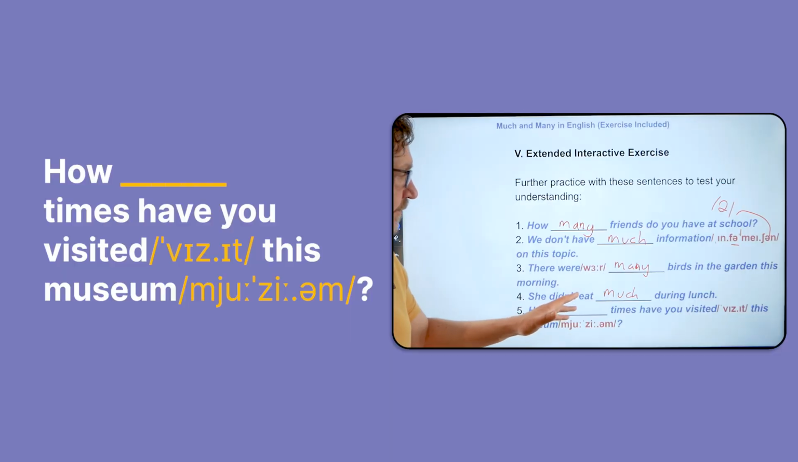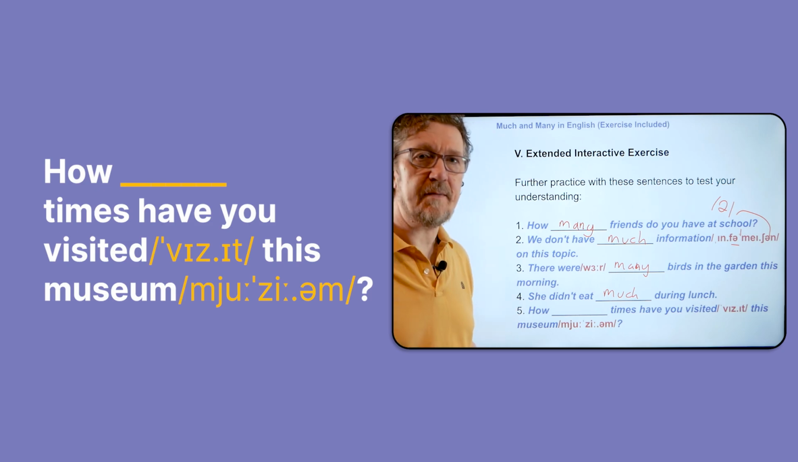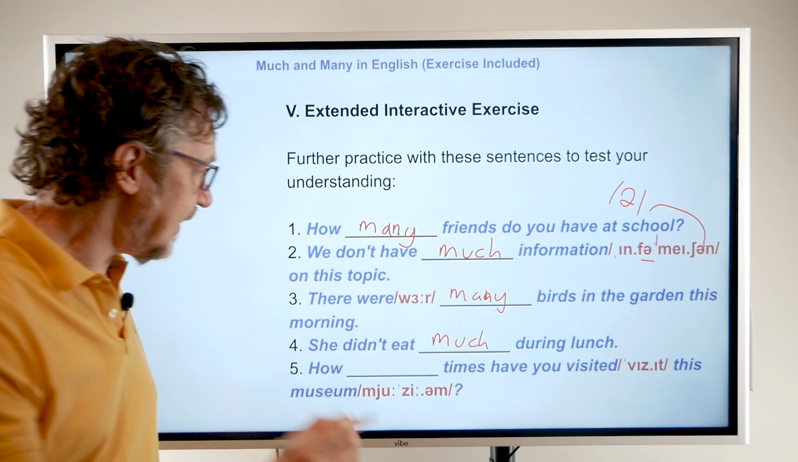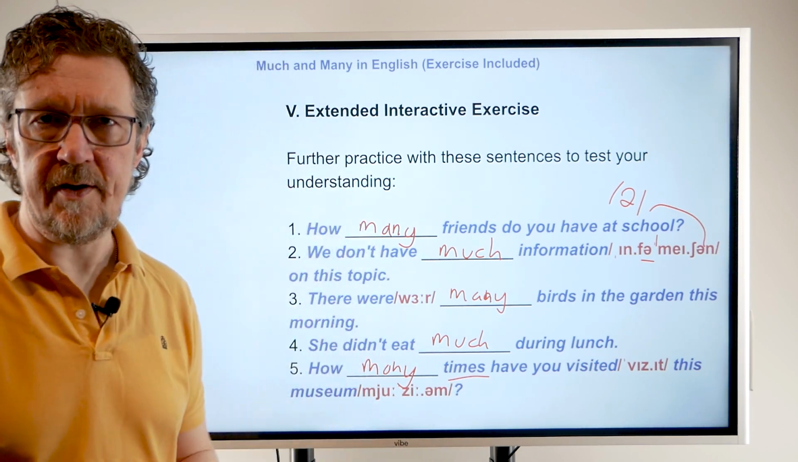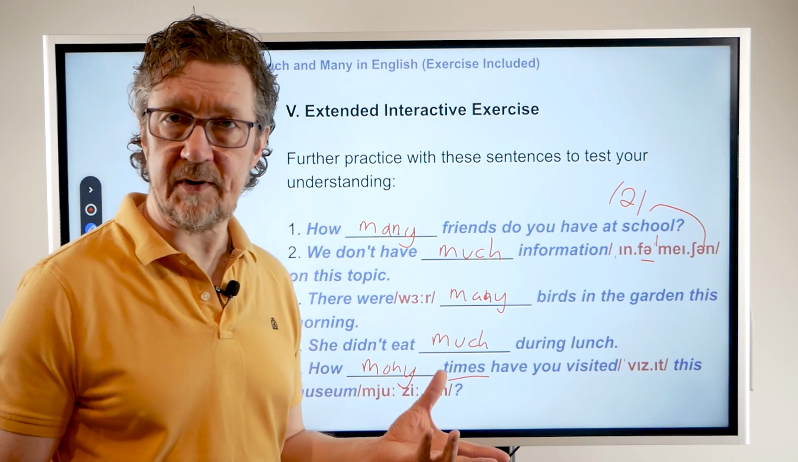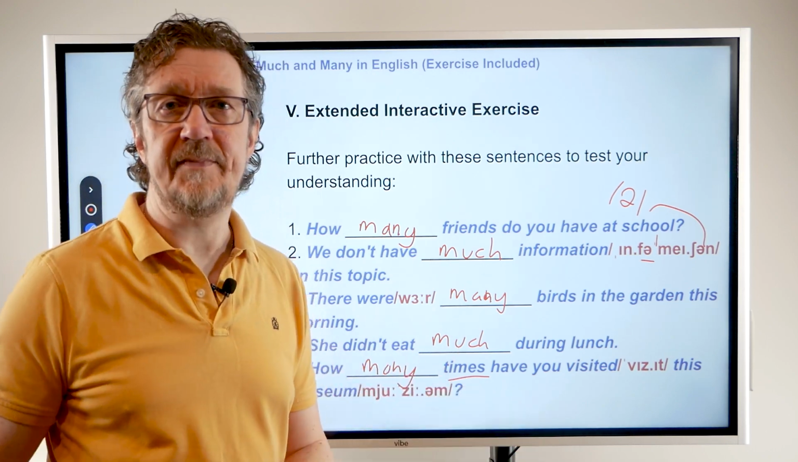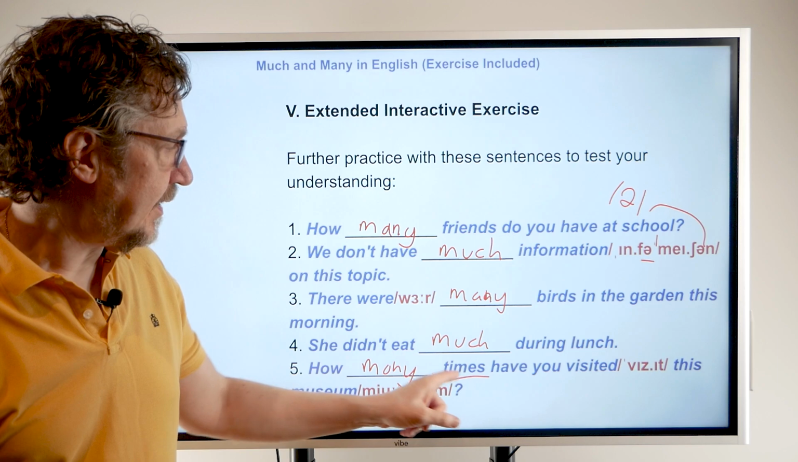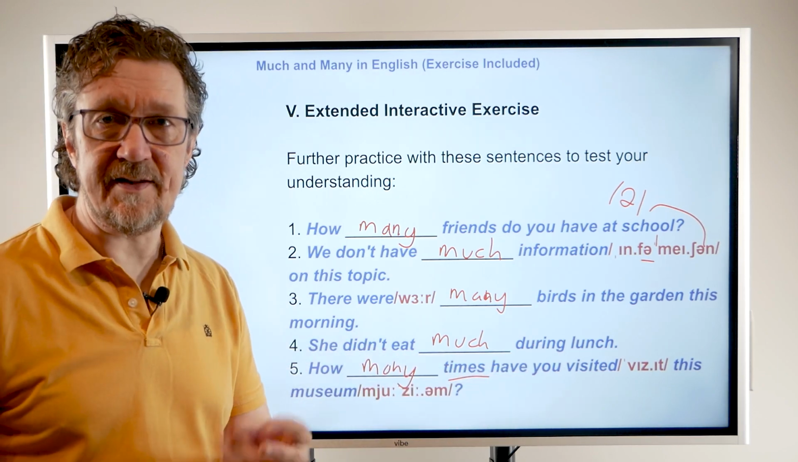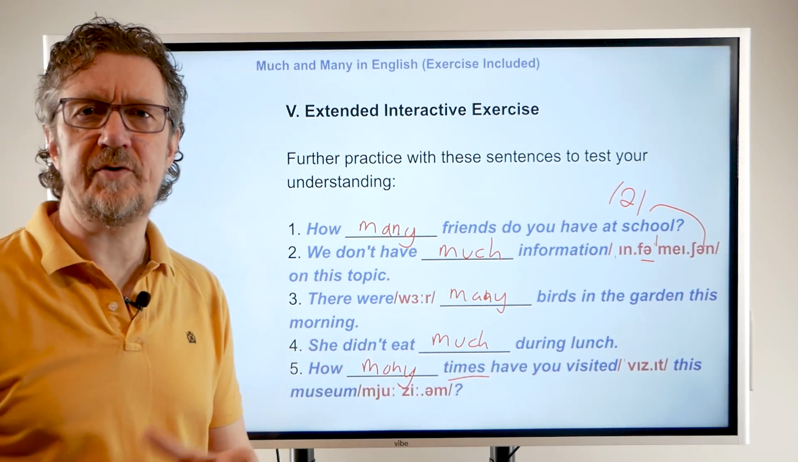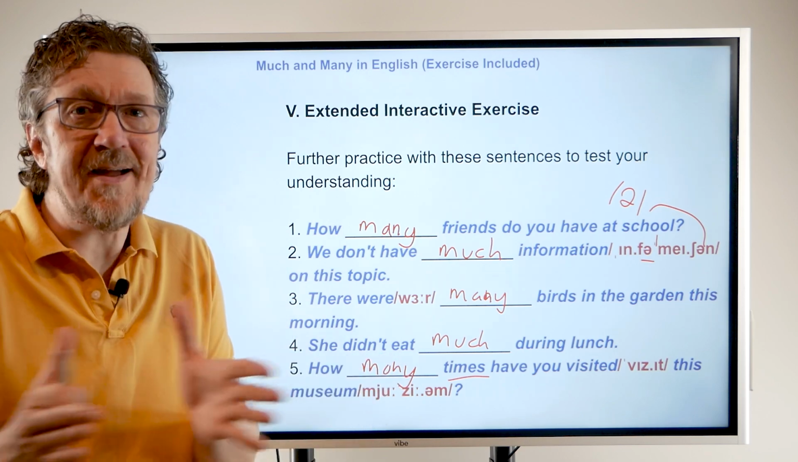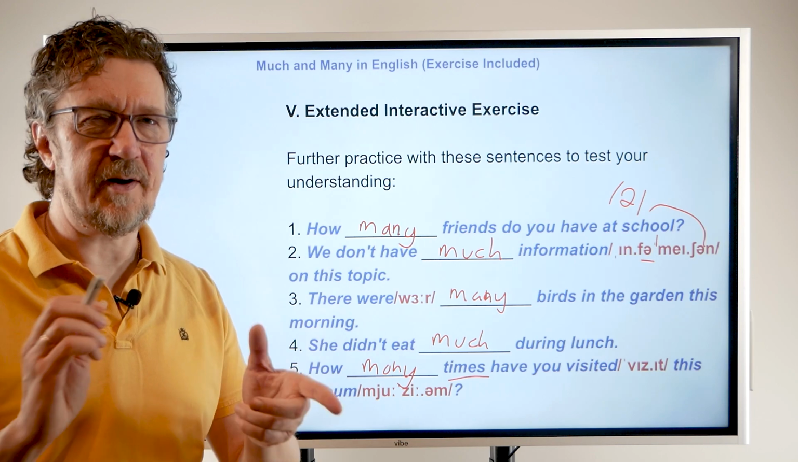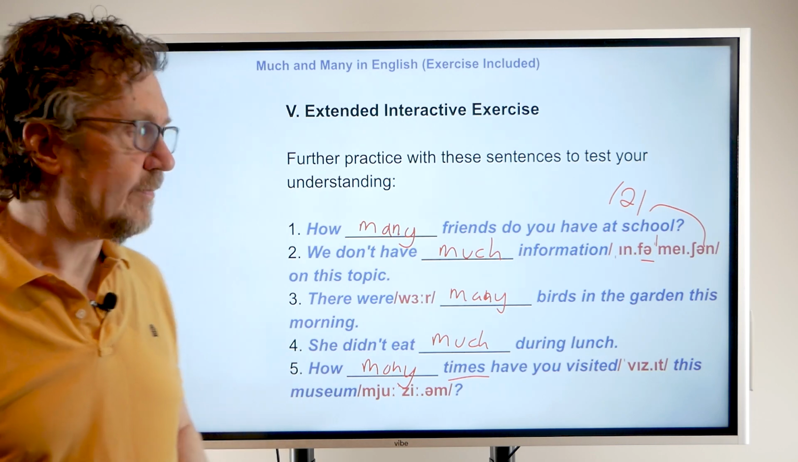So how times have you visited this museum? Many, because times you can count. Now, remember I said a few slides ago that time's a difficult one, because it is. Because time itself is how much time do you have. But times have you visited? I visited the museum 3 times. You see, we're talking about the amount of times you've done something, not the measurement that is time, okay? So that's why you have to be careful with that one. Okay, let's look at some more.